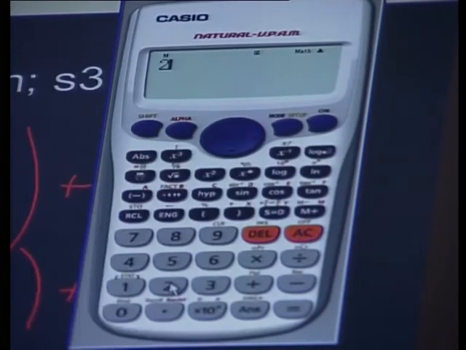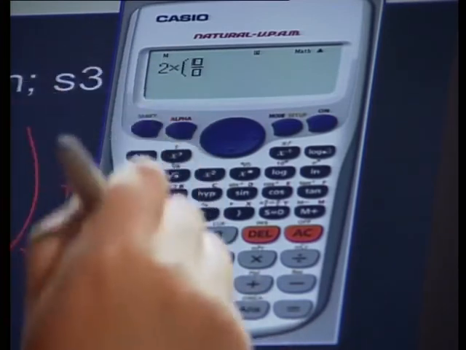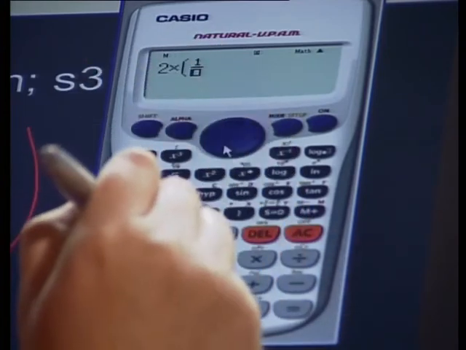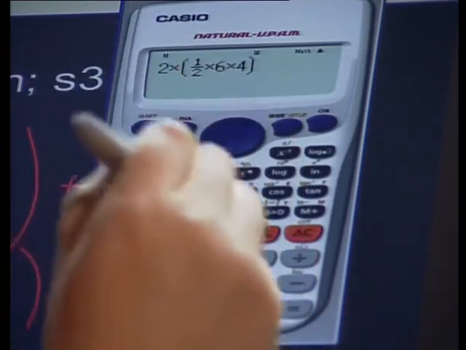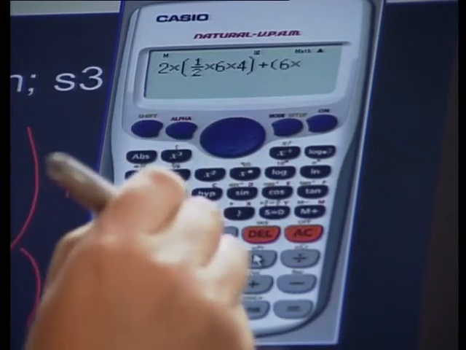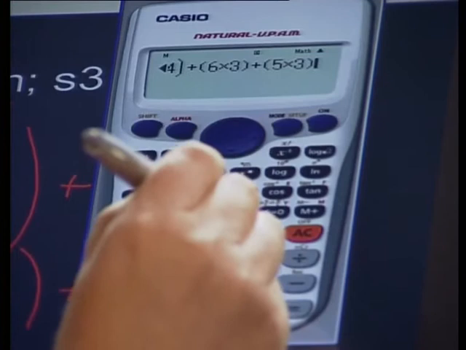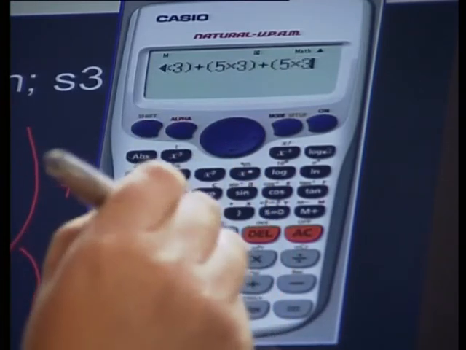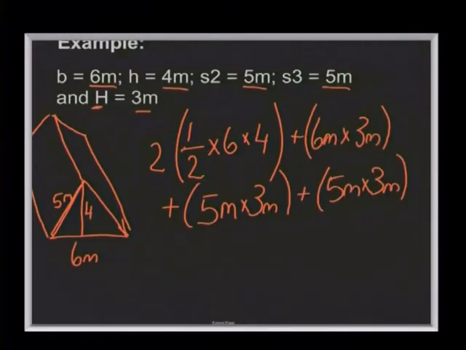So my 2, let's put in a multiplication, 2 triangles. Formula, half, times the base times the height. Then I'm going to add the first rectangle, 6 times 3, then the second rectangle, which was 5 times 3, and the third rectangle. Close that bracket, press equal, and we get 72. So let's go back to there. 72, and we're dealing with surface area, 2-dimensional, meters squared.